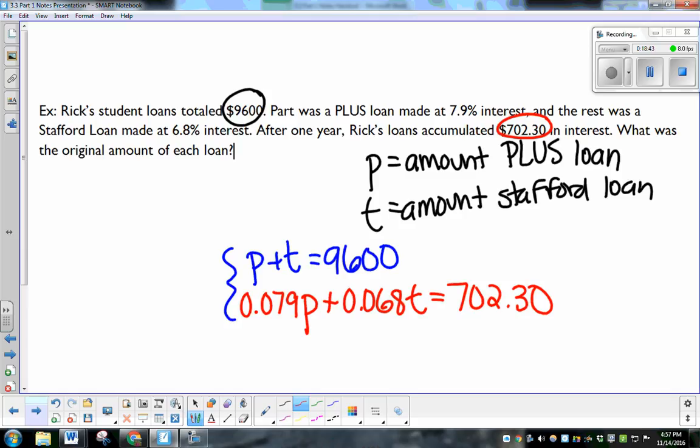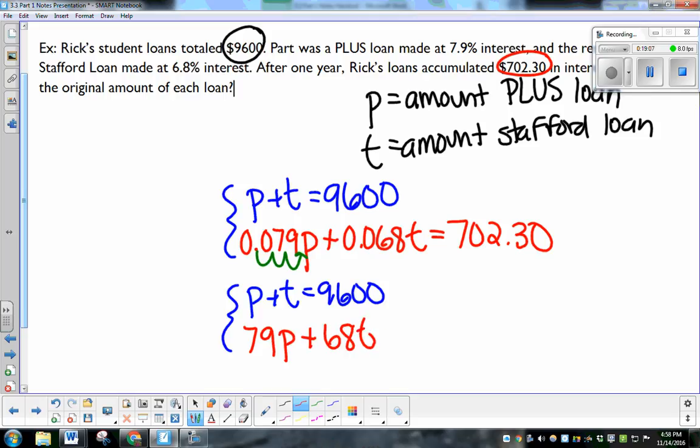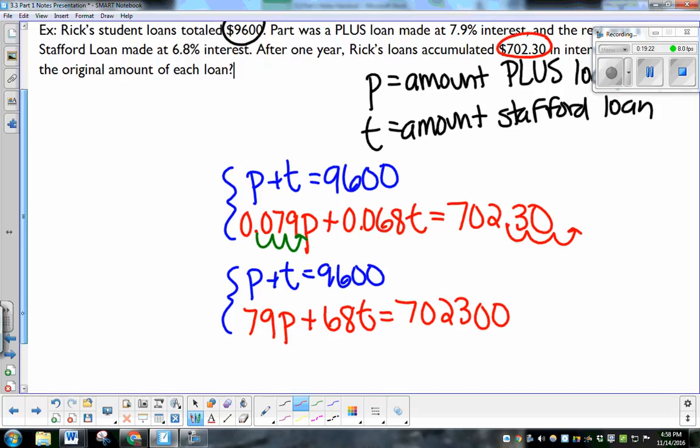It looks really yucky because I've got all these decimals in it. So what I would like to do is move my decimal actually 1, 2, 3 spots to get rid of it. So I'm going to rewrite this system. I'm going to keep the first equation the same. But in the second one, I'm going to move the decimal 3 spots in every number. I'm multiplying by 1,000. So it's going to be 79P plus 68T equals 702,300. All right. You can solve however you want. I'm going to switch back and do elimination on this one.